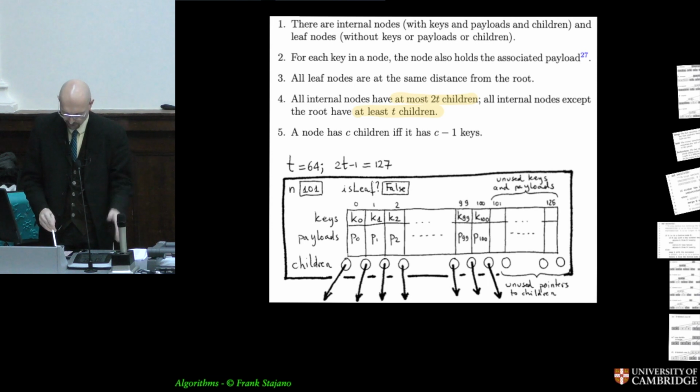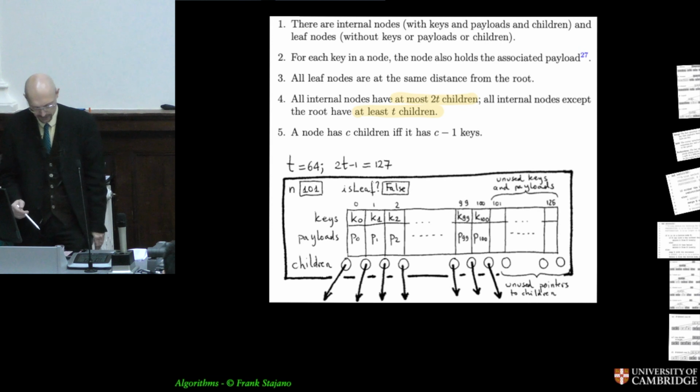Number of children is limited to the range between t and 2t. And a node has c children if and only if it has c minus 1 keys. So there's going to be some unused space here for keys that are not currently in use in this node, but are allowed for being in the range between t and 2t minus 1 keys.